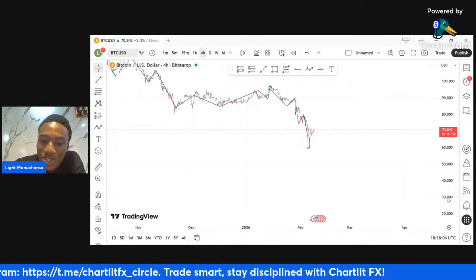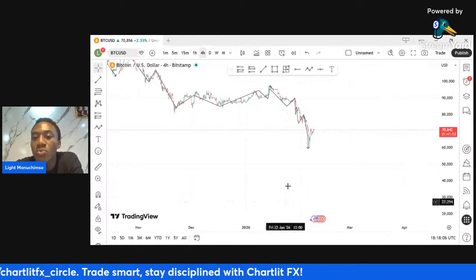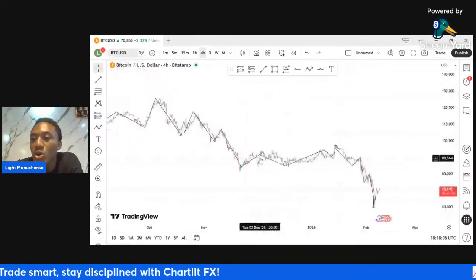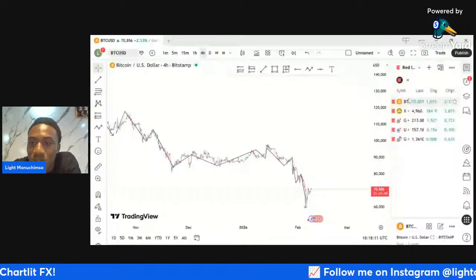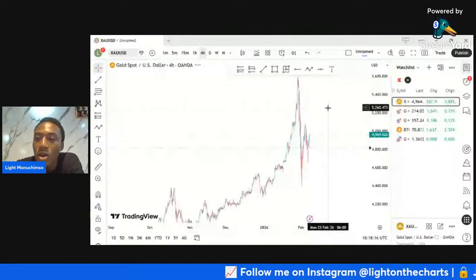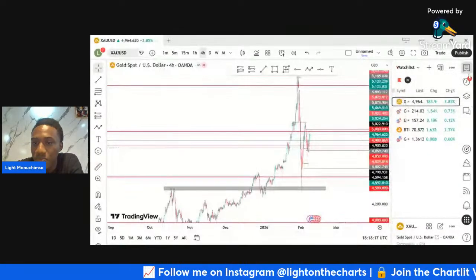So now let's get to the chart. Let's look for key levels. Key levels are places where price has made noise in the past, where price has hesitated in the past. Those are the levels we are looking for.